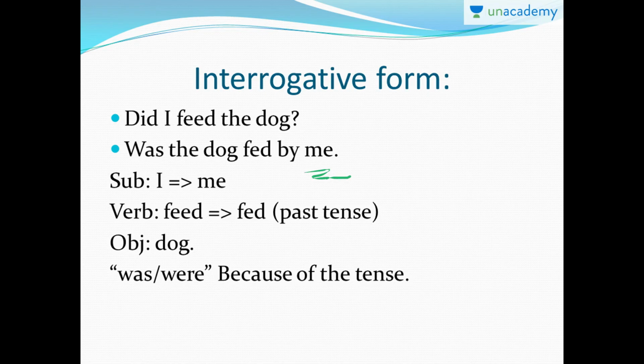You see the difference that I'm making? Plurality: if the object is plural, it changes. Was, because it is singular. It would have been were if, instead of dog, we had dogs. Okay, subject I changes to me, feed changes to fed, object remains the same. Was and were because of the tense.